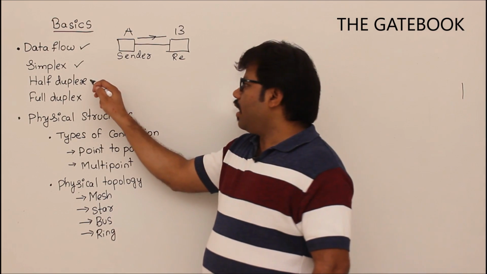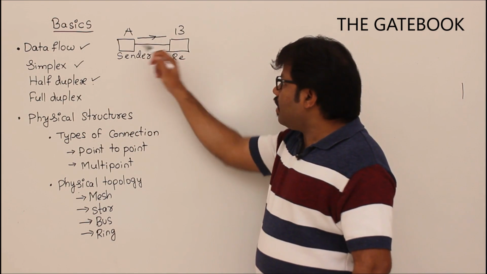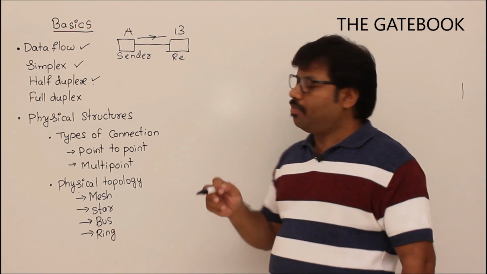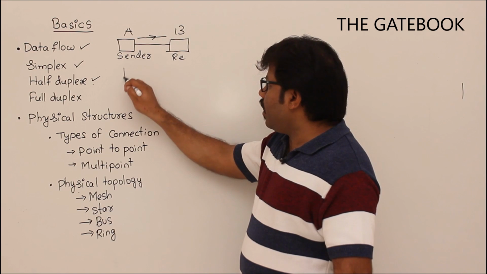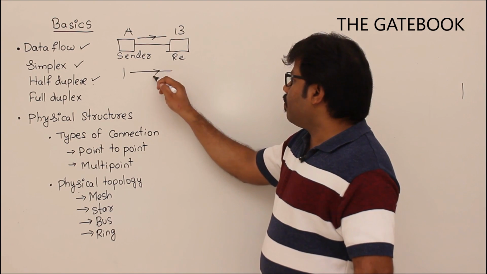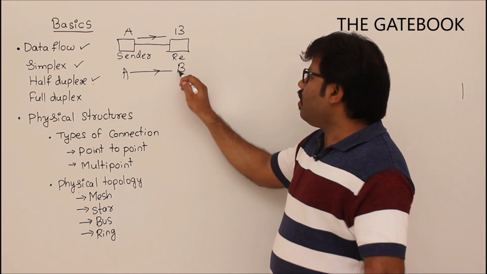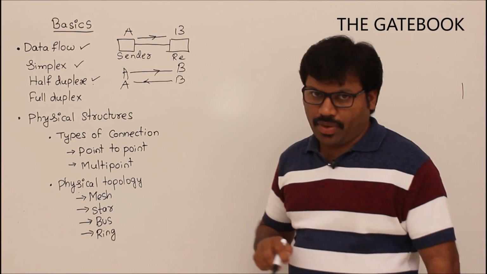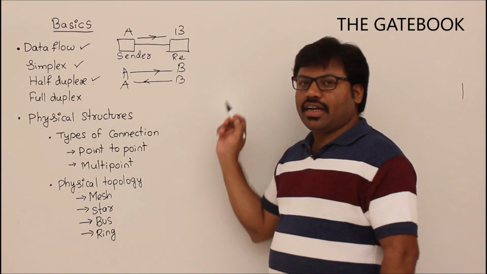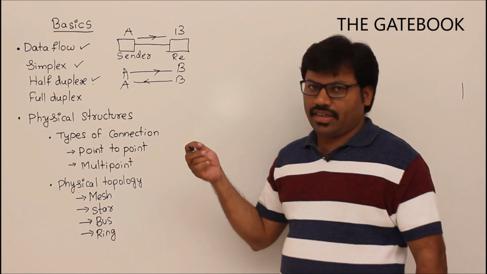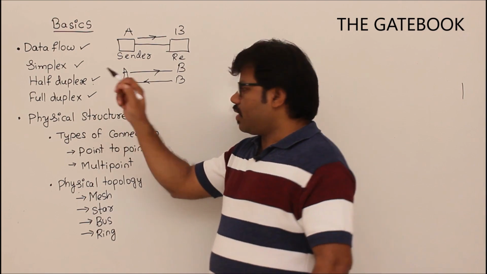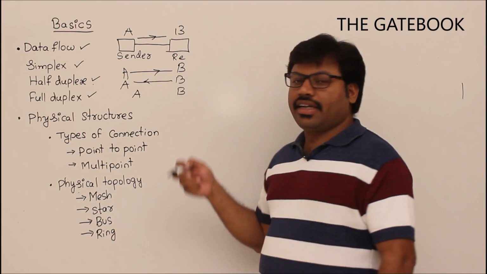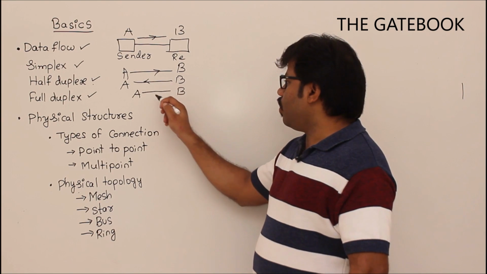That is simplex. In half duplex, either A can send to B or B can send to A, but not both at a time. That means maybe in the morning A can send data to B, and in the evening B can send data to A. This kind of communication is called half duplex. So when A is sending, B cannot send. When B is sending, A cannot send. The third one is full duplex. In full duplex, A and B both can send and receive data like this. So we can show it like this.